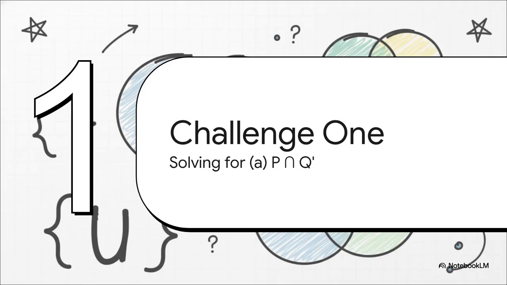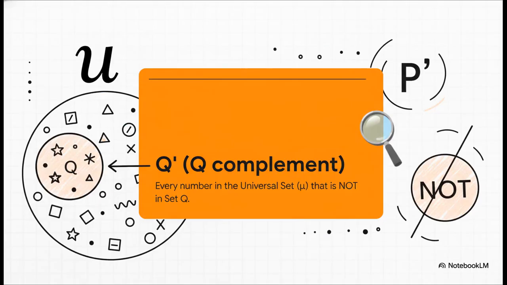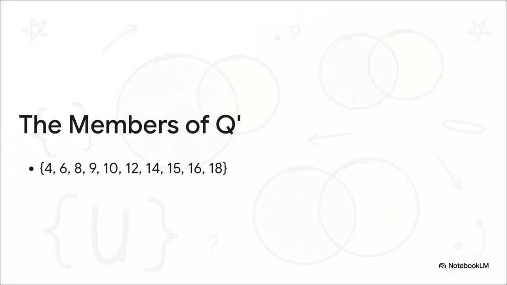All right, let's get to our first challenge. We need to find P intersect Q prime. Now, I know that looks complicated, but it's really just 2 simple steps. First, we have to figure out what on earth is Q prime. Well, this little apostrophe is the whole secret. It's called prime or complement, but it simply means everything that is not in the set. So Q prime is just a fancy way of saying every single number in our universal set that is not a prime number.